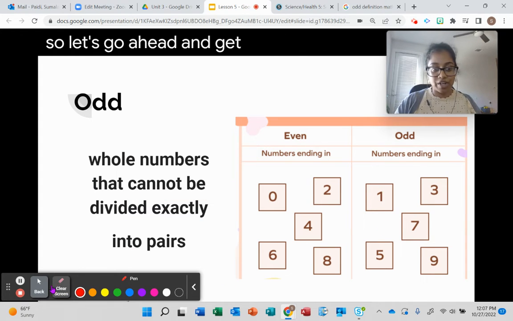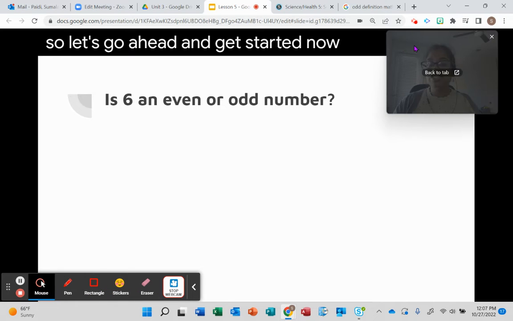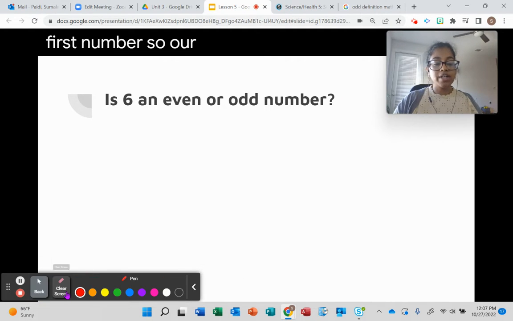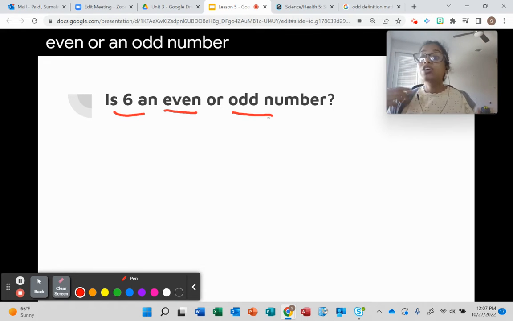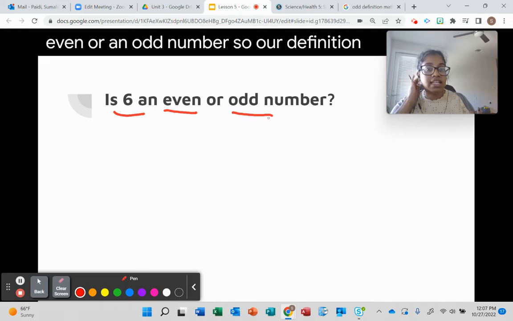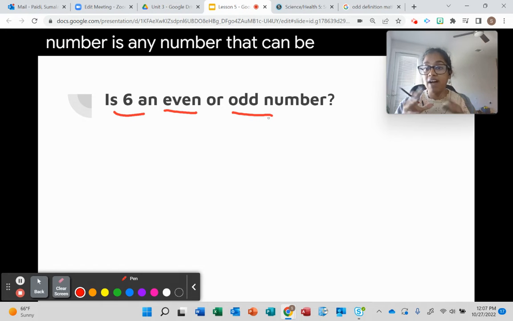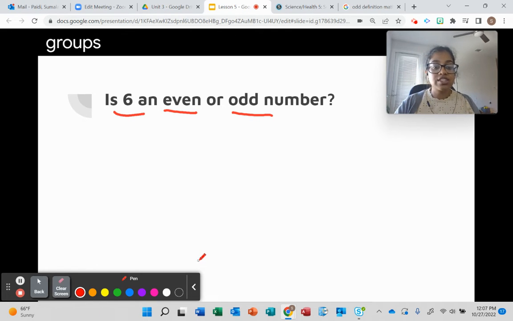So let's go ahead and get started. Now, let's look at our first number. The question is asking us, is 6 an even or an odd number? Our definition of an even number is any number that can be divided into 2 groups. So let's go ahead and do that.